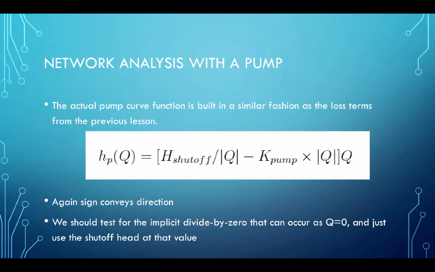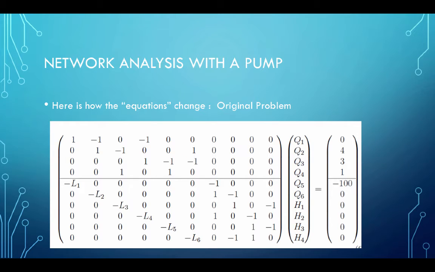The actual pump curve function, I choose to build it in a similar fashion as the loss terms. So the pump curve function has shutoff divided by the absolute value of Q, minus K pump times the absolute value of Q, and the result of that subtraction is then multiplied by Q. This allows the function to keep track of direction, and we probably should test for the implicit divide by 0 that can occur at Q equals 0, and if that occurs, we simply just use shutoff head and proceed.